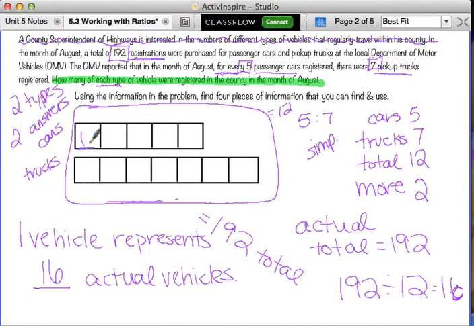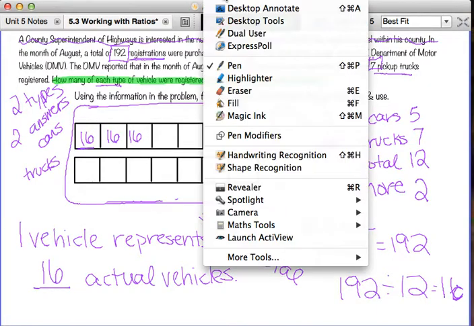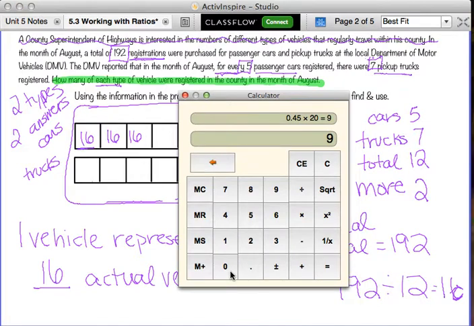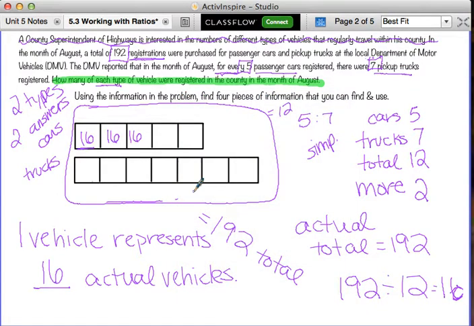So this is 16, and this is 16, and this is 16, and so on. If we want to double check our work, we always can with a calculator. When I take that actual total and divide it by my simplified total for my ratio, it gives me 16. And that tells me that every one vehicle represents 16 actual vehicles.